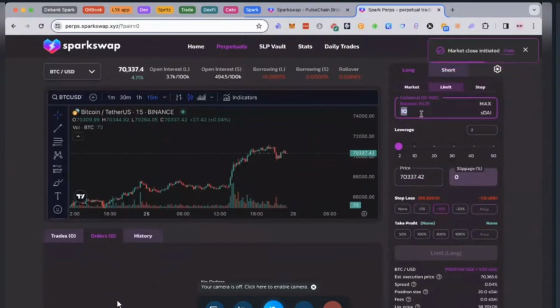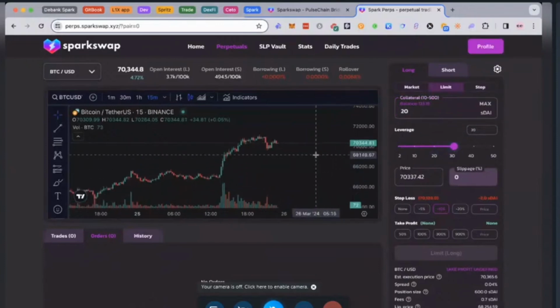So again, let's say we want to do $20 at 30x leverage. That same trade, right? But let's say this time I do want to buy it down here. I want to buy it at 69,900, let's say. So we just adjust our price, 69,900, right? And again, we can set a stop loss at, let's say, 69,000 even, just to be safe. And we can do take profit at 100%, right? So once we double our money, we want to just cash out.